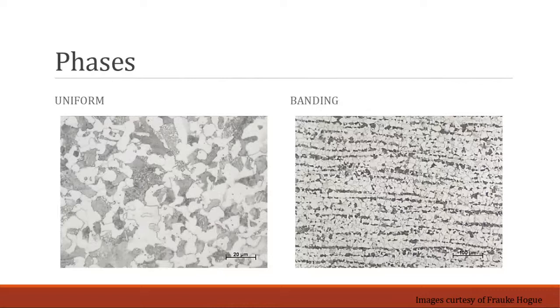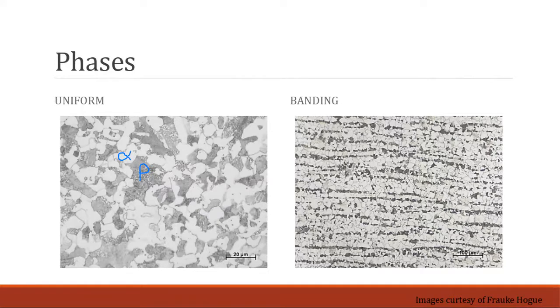Looking at phases, a uniform distribution of phases would be what you see here in the left image. You see an even amount of ferrite, which is your white phase, and you see an even amount of pearlite. So there's my ferrite, and this is my pearlite. The distribution of those phases is pretty uniform throughout the entire image.